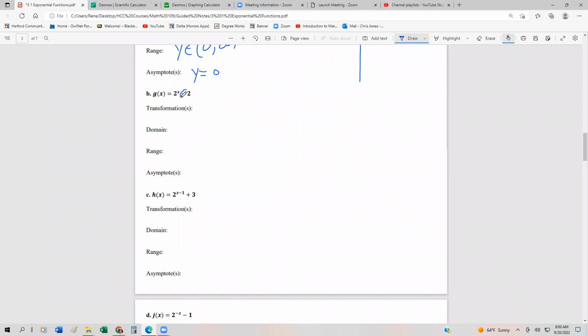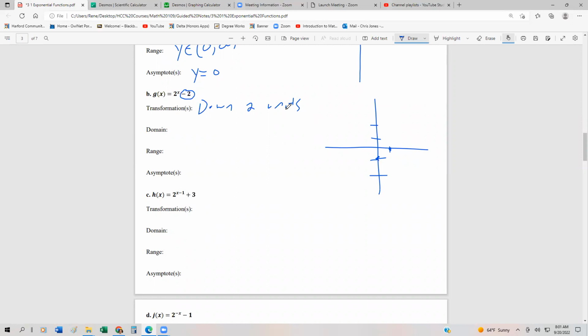So we have 2 to the x minus 2. All right, so that's a constant. That means we're going to move the entire function down 2 units. All right, so let's take those 2 points that we had before. Remember we had the point (0, 1), and we're just going to move it down 2 units. And then also we had the point (1, 2). We're just going to move that down 2 units, and that's going to be here.